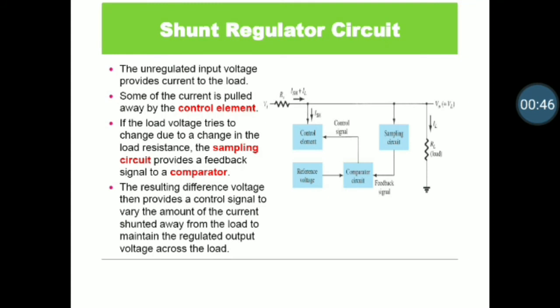Whereas in the shunt regulator circuit, the unregulated input voltage provides the current to the load. So some of the current is pulled away by the control element. That is very important. If the load voltage tries to change due to a change in the load resistance, the sampling circuit provides a feedback signal to the comparator. The resulting difference voltage then provides a control signal to vary the amount of current shunted away from the load to maintain the regulated output voltage across the load.